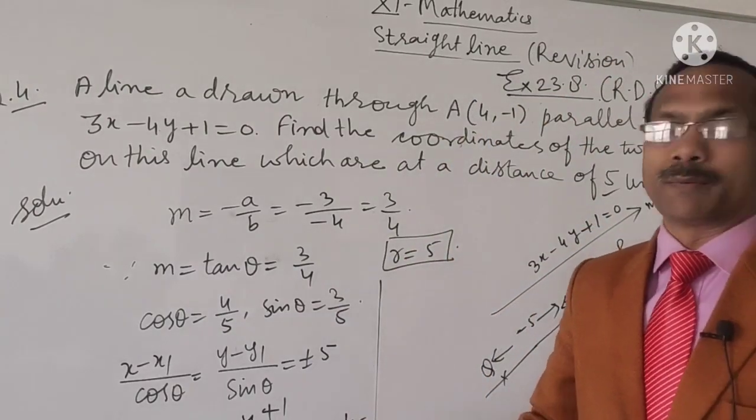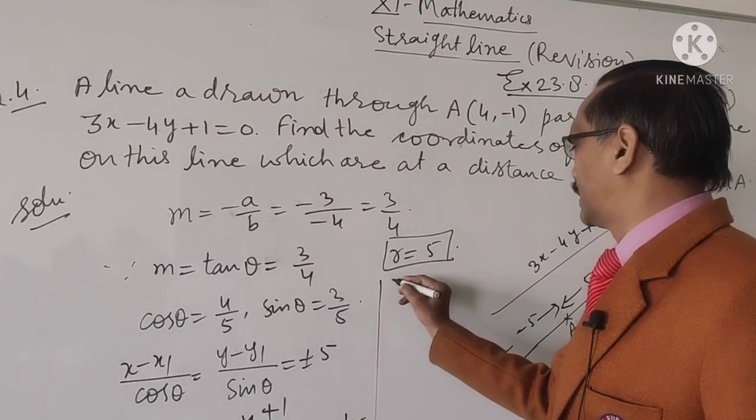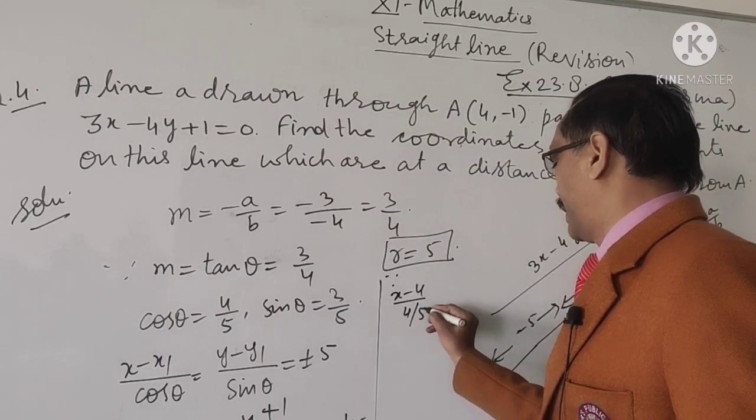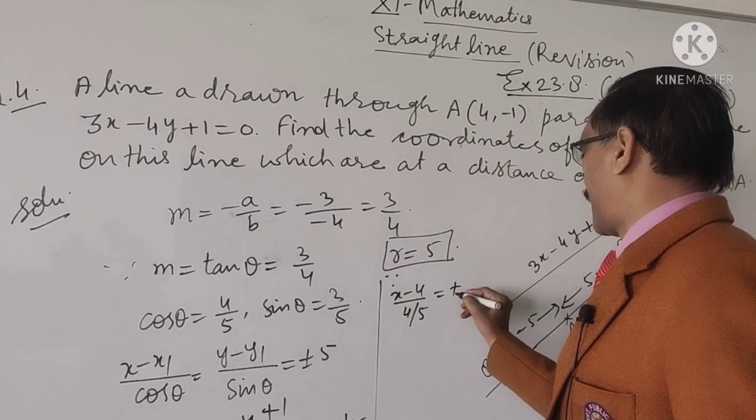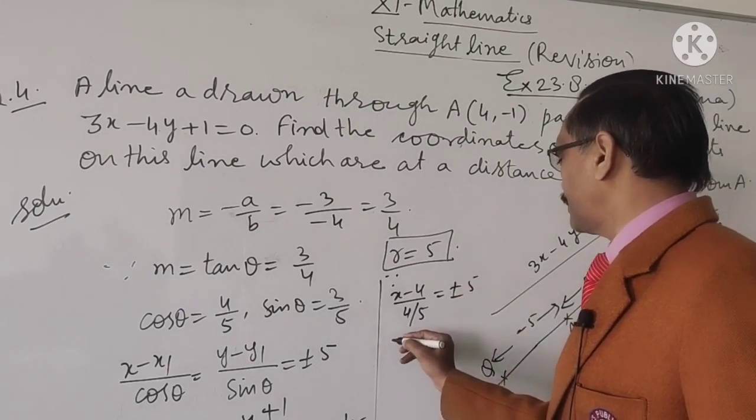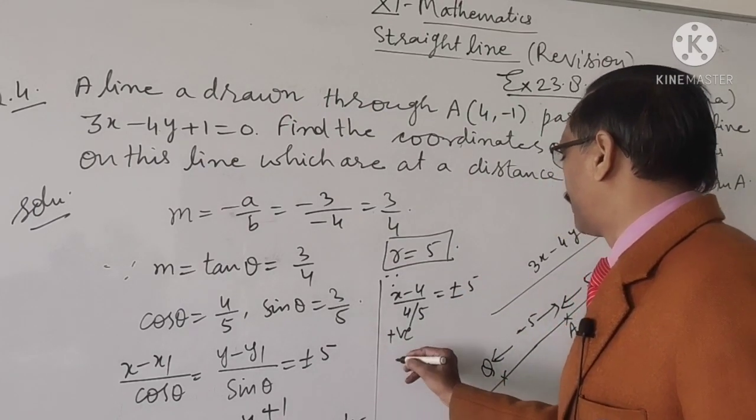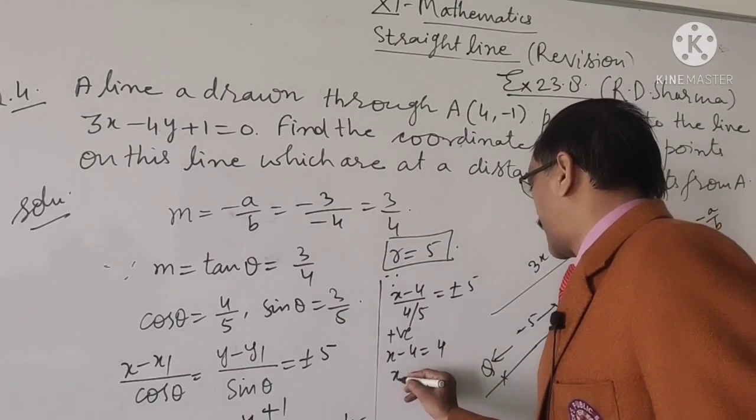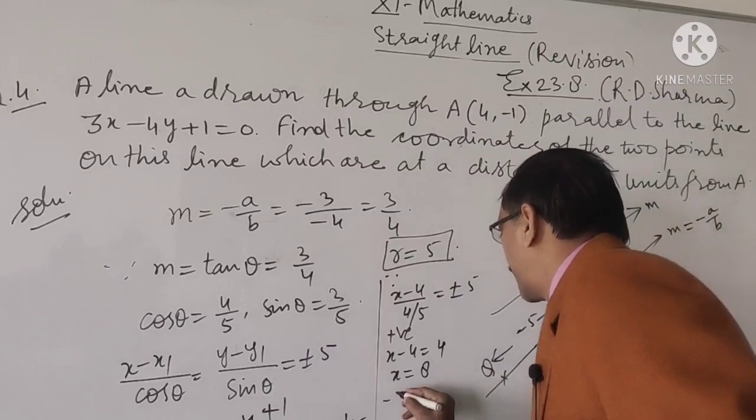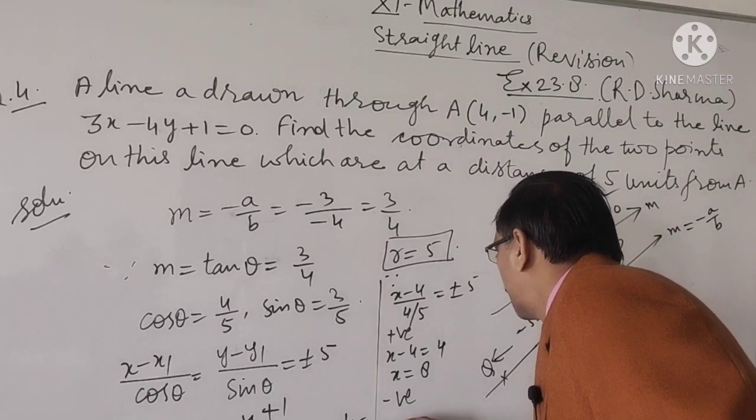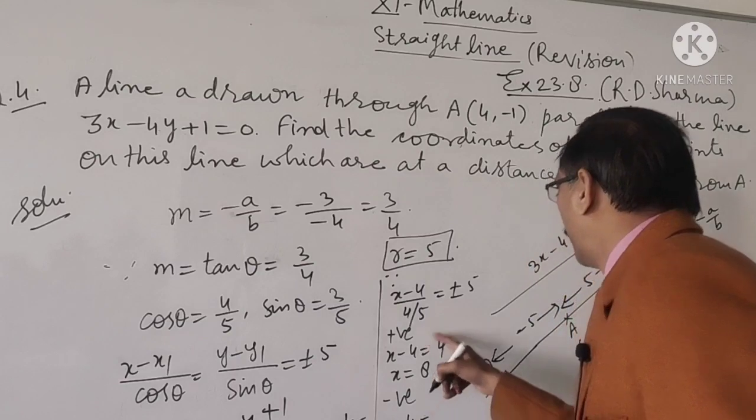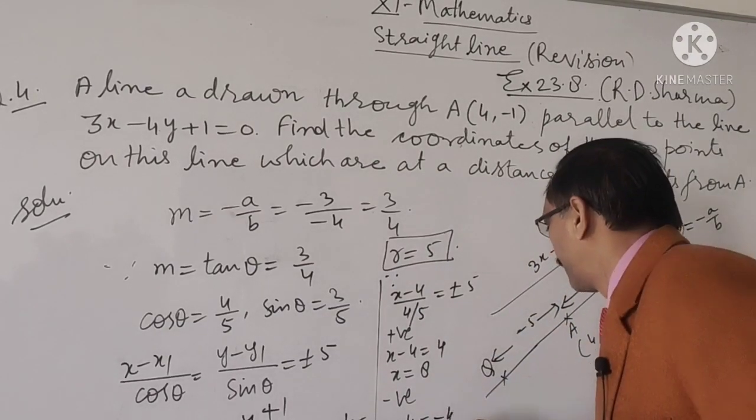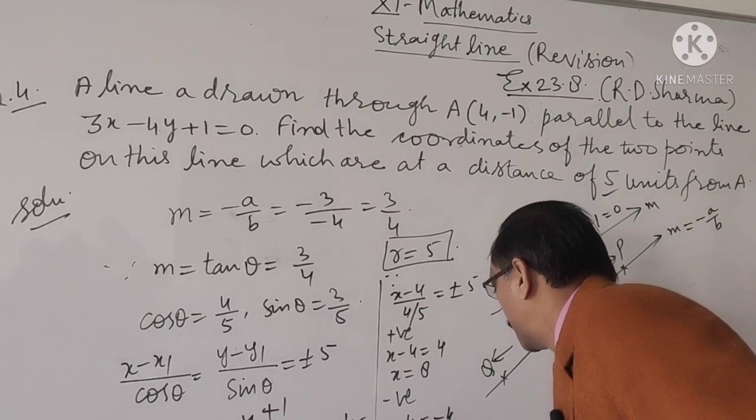Now we will find the value of x. So x minus 4 upon 4 by 5 equal to plus minus 5. Then take the positive value. So x minus 4 equal to 4. Then x equal to 8. Take the negative value. x minus 4 equal to minus 4. Then x equal to 0.